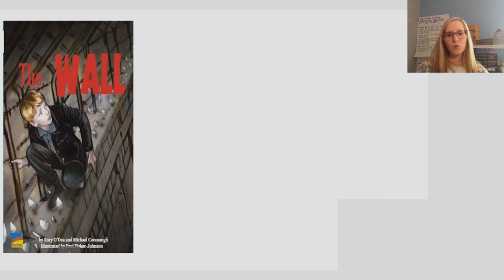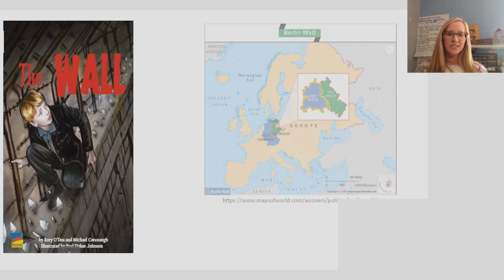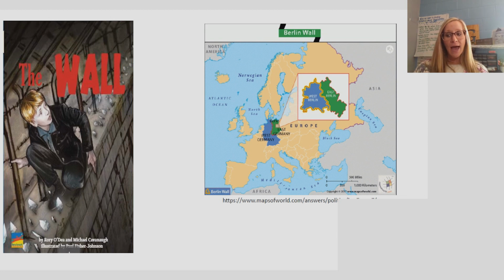The title of the book that we'll be reading is The Wall. And when I see this picture of the front cover, I'm trying to think of a historical event that involves a wall. And I remember that there was a wall in the city of Berlin that separated East and West Berlin. The story actually does take place there. Let me show you a map.